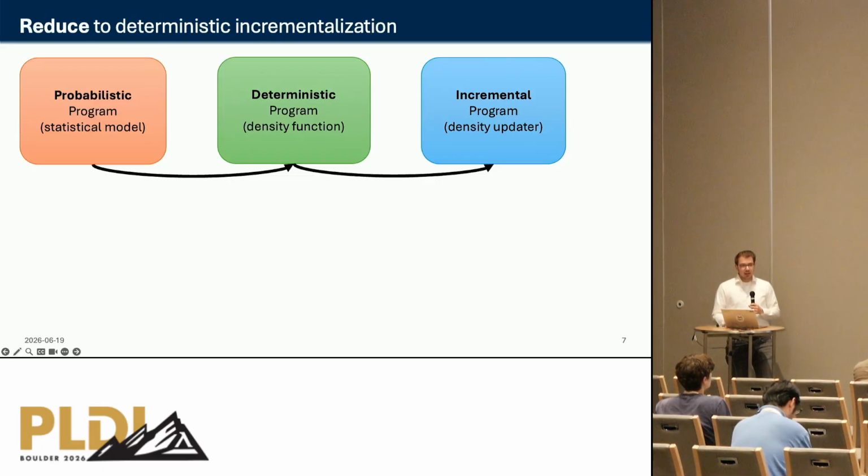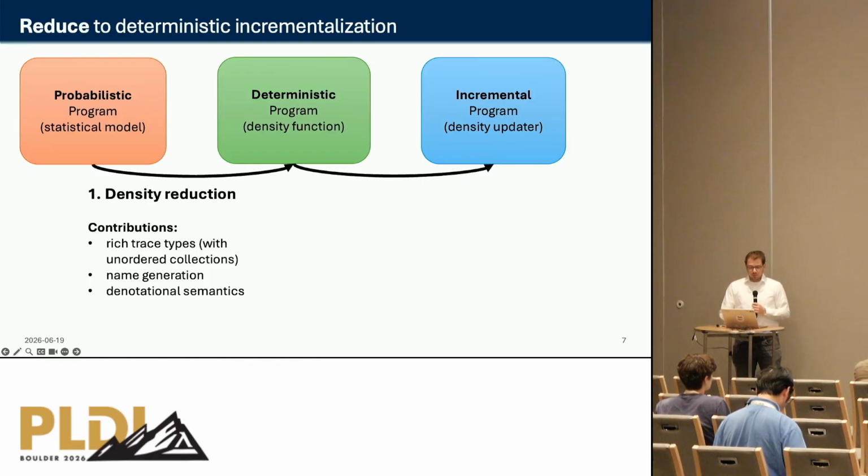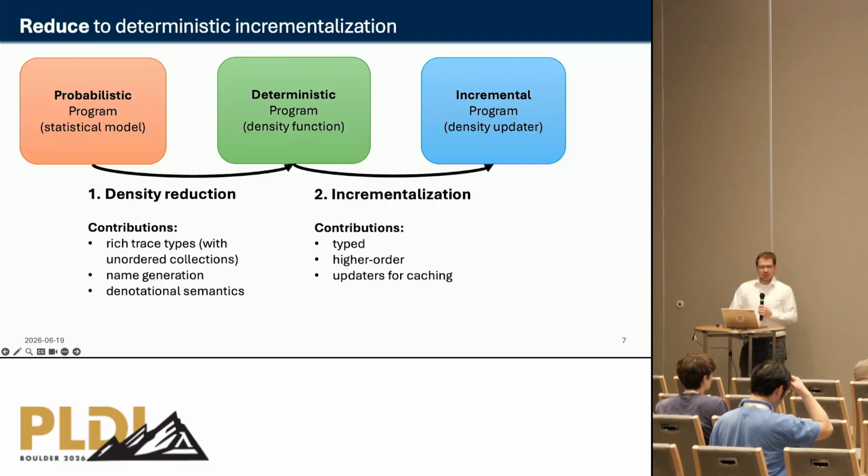To address this, our main idea is to reduce the problem to deterministic incrementalization. So we first transform our probabilistic program to a deterministic program for the density function, and then incrementalize this deterministic program. This means we can build on all the research done on incremental computation outside of probabilistic programming, and in addition, this modularity simplifies reasoning about our approach. We make contributions to both this density transformation and the deterministic incrementalization transformation.